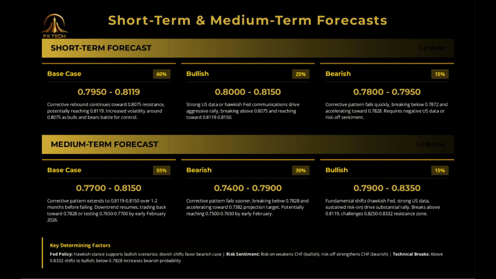For the medium term of 1 to 3 months, the base case with 55% probability anticipates a range of 0.7700 to 0.8150, with the corrective pattern extending before the downtrend resumes. A bearish scenario with 30% probability targets 0.7400 to 0.7900, potentially reaching the 0.7382 projection. The bullish scenario with only 15% probability sees 0.7900 to 0.8350 if fundamental shifts occur.